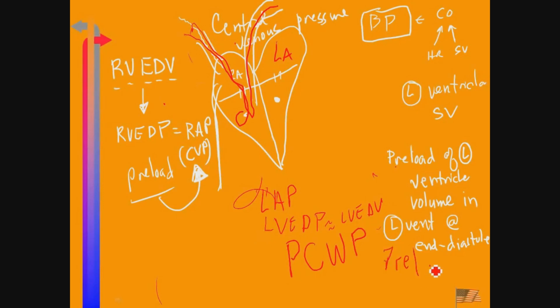One of the measurements that it's able to measure. And that's the preload on the left. Preload on the right, CVP. Preload on the left, pulmonary capillary wedge pressure.